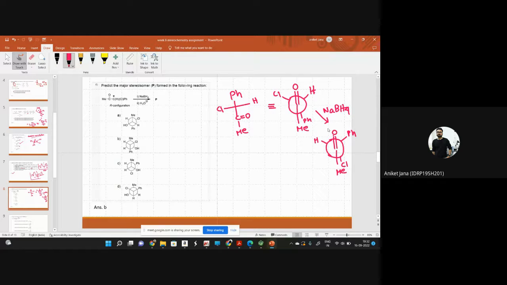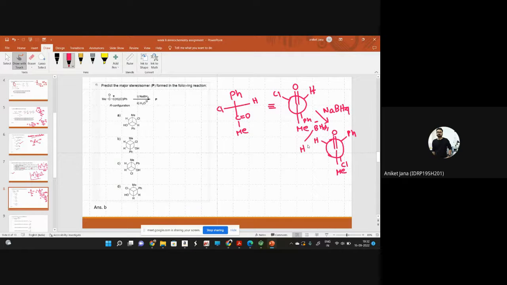Then the oxygen will chelate with the metal, and the hydride will attack from which side? From the side of the phenyl or from the side of the hydrogen? From which side will it attack?